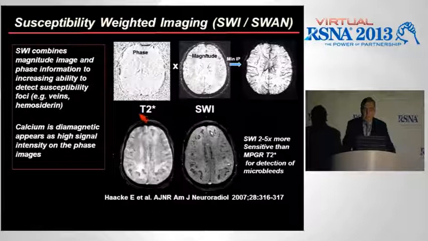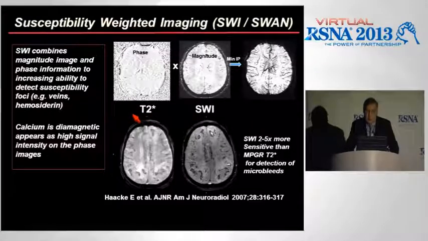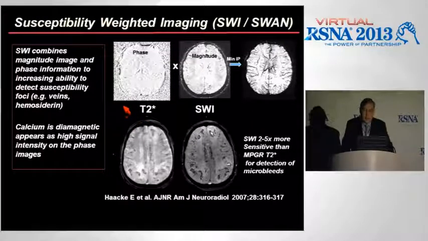Also, one of the more recent advances in susceptibility weighted imaging is the use of both phase images and magnitude images. This was introduced by Mark Haacke many years ago. You take the phase image, multiply it by the magnitude image, and you get this much more sensitive susceptibility weighted image. And the susceptibility weighted images are much more able to identify these microhemorrhages when compared to the T2 star weighted images.